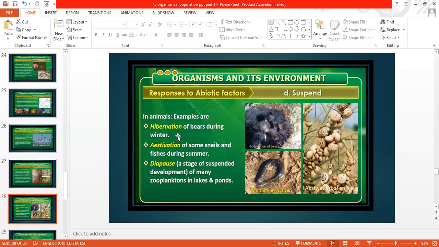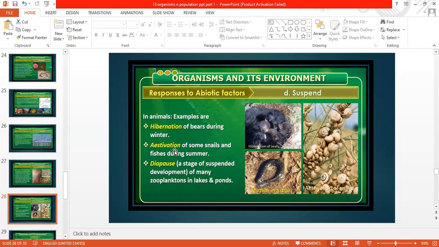Hibernation is what? It is winter sleep. Like, for example, bear, frog, they go into hibernation during winters. And it is an example of escape in time.